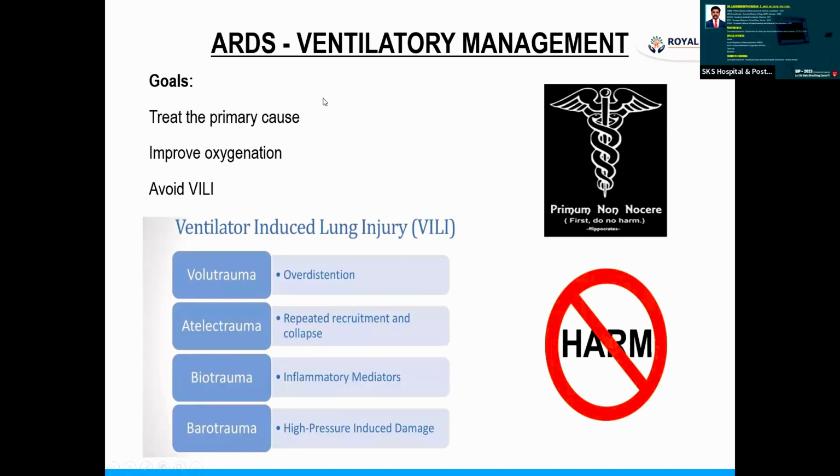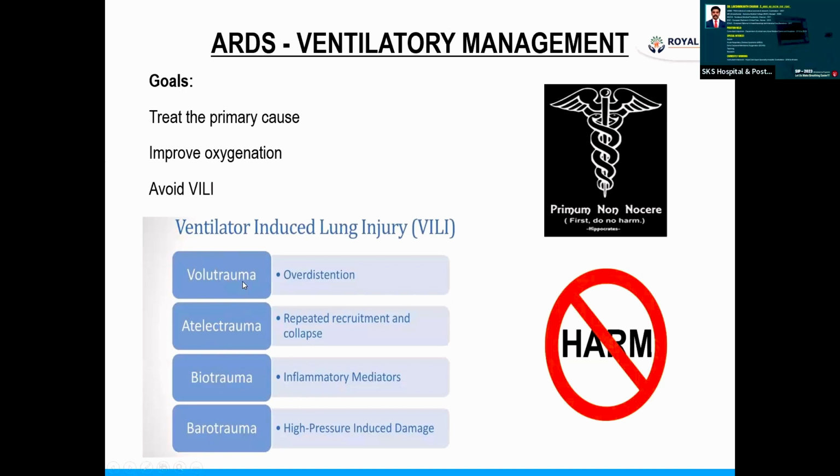What is the side effect that happens along with ventilatory management in any patients, not only in ARDS, is called ventilator-induced lung injury. I think this would have been covered by Dr. Bala on the first day. It predominantly has your volutrauma, biotrauma, atelectrauma, and barotrauma.